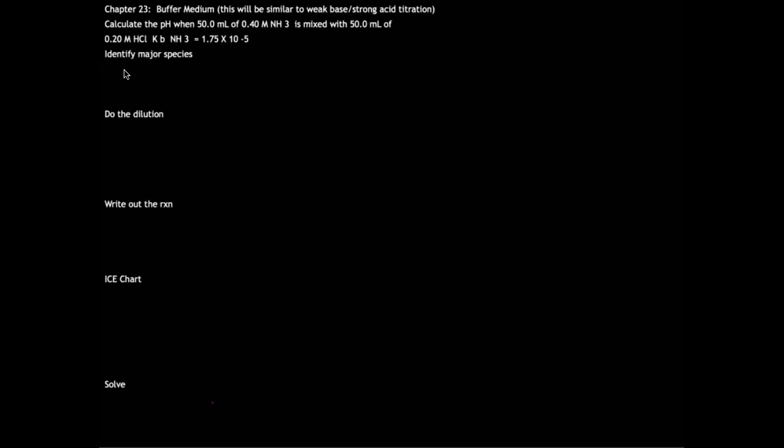So we're calculating the pH, and we're taking ammonia, so that's one of my major species. Ammonia, NH3, weak base, right? Okay, and HCl, strong acid. So this should look like a neutralization reaction. Base and acid will give you salt and water. It should not look like a buffer problem at first glance to you.